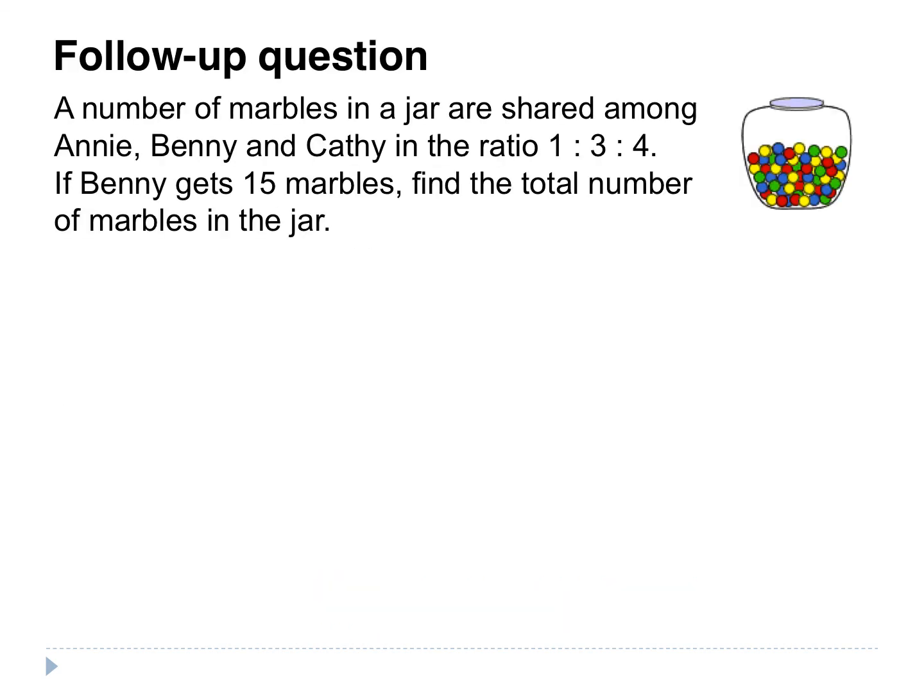Okay, so maybe we can look at one more example on the continued ratio. In this one, you can see that there is a jar of marbles, and there are 3 people here, Annie, Benny, and Kathy. They get the marbles in the ratio of 1 to 3 to 4. If Benny gets 15 marbles, what would be the total number of marbles in the jar?